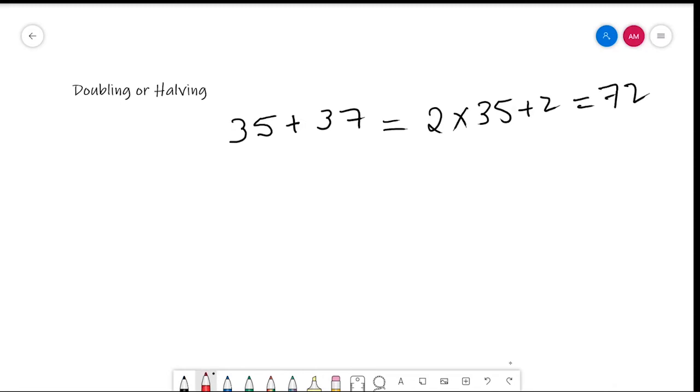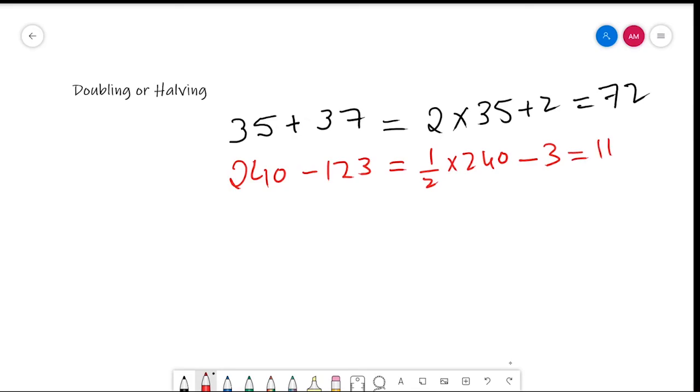Let's take another example of subtraction. You have the question 240 minus 123. If this is the question, you can see half of 240 is 120. So you have taken that off. So it means you are left with 120, and 120 minus 3 is 117. So that's the way of doing mental arithmetic.